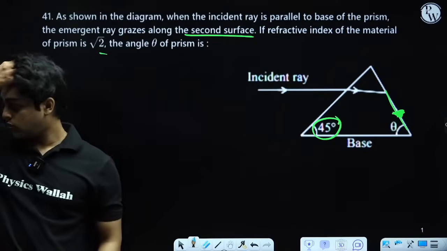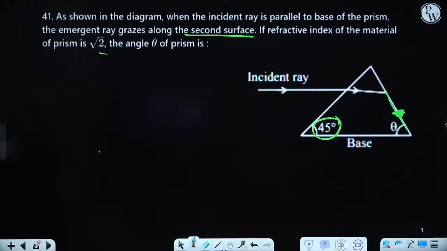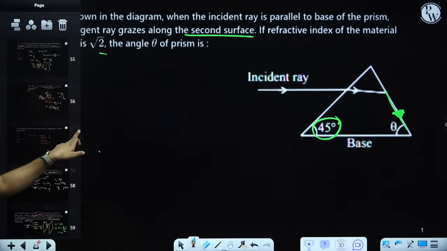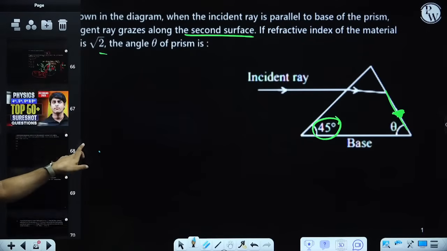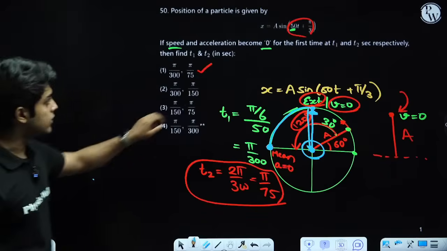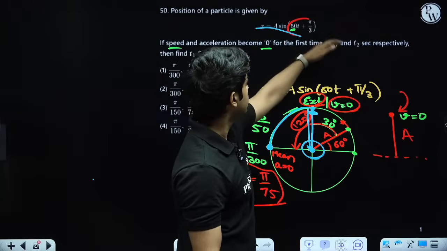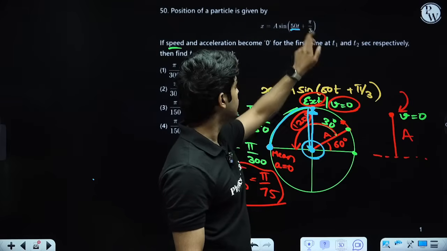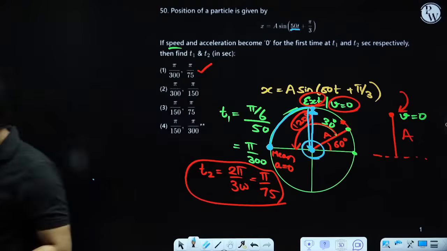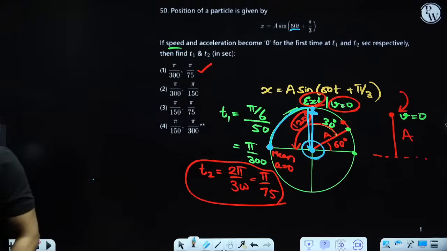Omega value, 50 or 25? It will be 50. Inside the function, we have 50t plus pi by 3. So the omega value is 50. The coefficient of t is what omega is.